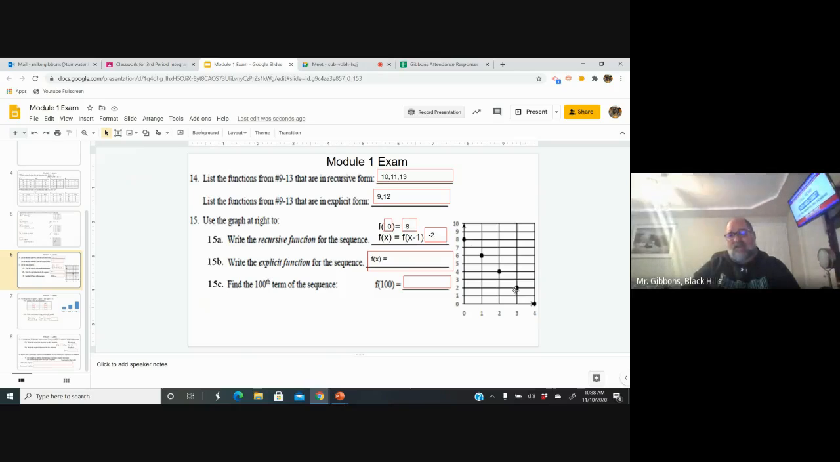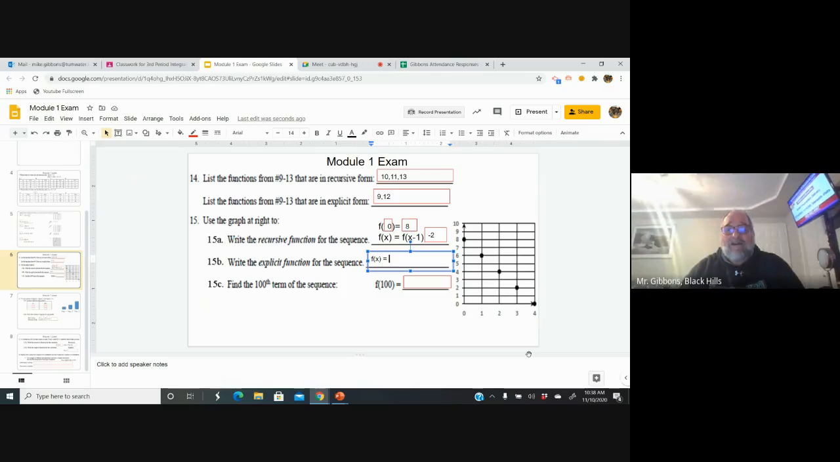Write the explicit function for the sequence. Well, you guys, that looks to me like linear decay right there. I know it has to be linear because my pattern of change is we're actually adding negative 2 every time. So, and remember, right here, f of x equals, all right? Now, we're going to go mx plus b. Put that in your notes, man. If it's linear and your first x is a 0, you're thinking mx plus b.